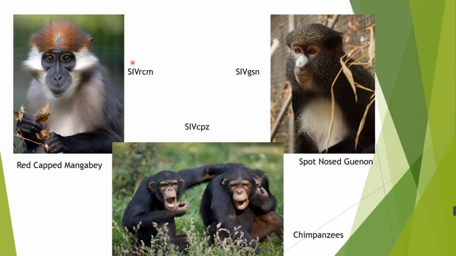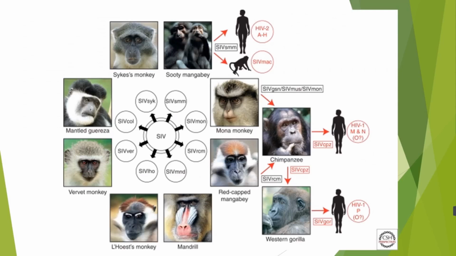When we're looking at SIV, like we have labeled here, we have the short code for red-capped mangabey, and SIV for spotted-nosed guenon, and the SIV for the chimpanzee. Each of these SIVs are different from each other. They're specific for that specific primate. In terms of the number of SIVs, there's at least 40 different types that infect different monkey and primate types.